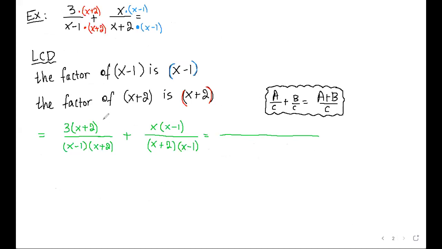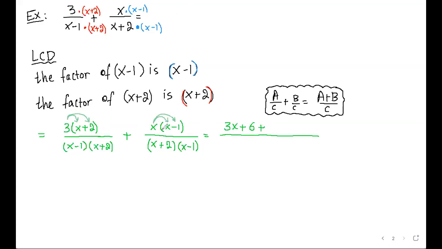So my a is this one. This is my a, this is my b. This is my c, this is my c. Okay. So now we can distribute the 3 inside the parentheses, and the same thing for x. So what I get here, 3 times x is 3x. 3 times 2 is 6. 3x plus 6. Who will do the second one?